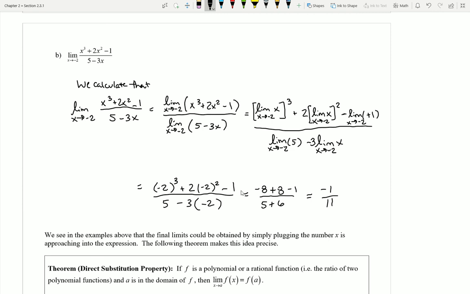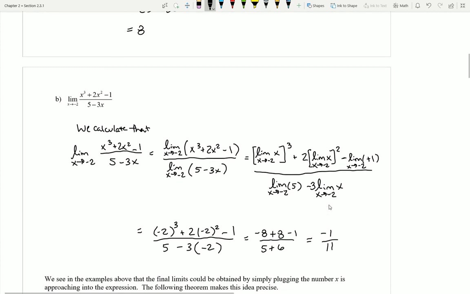Now what's kind of interesting in both of these questions, and some of you may have noticed this already, is that in the examples above, we see that the final limits could have actually been obtained by just taking the number that x was approaching and plugging it in. Right? Take a look at this. This is x to the third plus 2x squared minus 1 over 5 minus 3x. Isn't that exactly what I have here? Just all my x's were replaced with -2's?